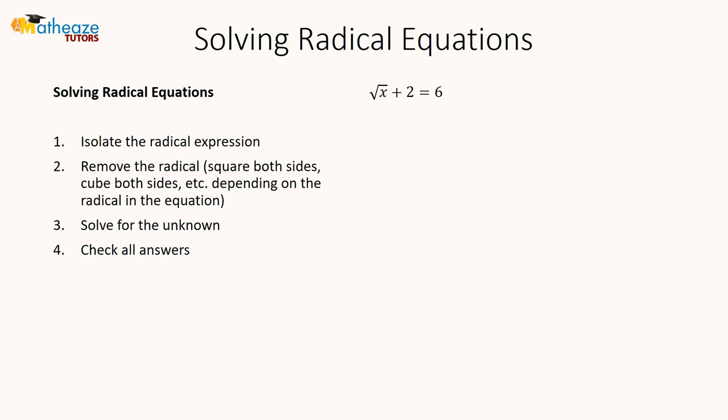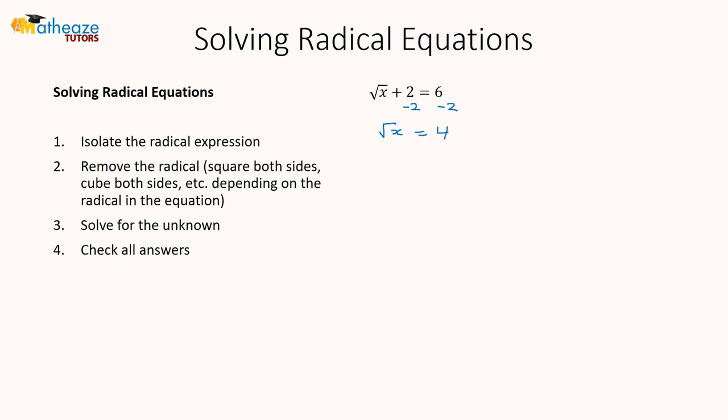Now, to solve radical equations, the first thing we're going to do is to isolate the radical expression. And all that means is that if you have a radical on the same side as a non-radical, just get rid of the non-radical from that side. So we will follow the first step. We subtract 2 here and we subtract 2 here. Then we have square root of x is equal to 4.